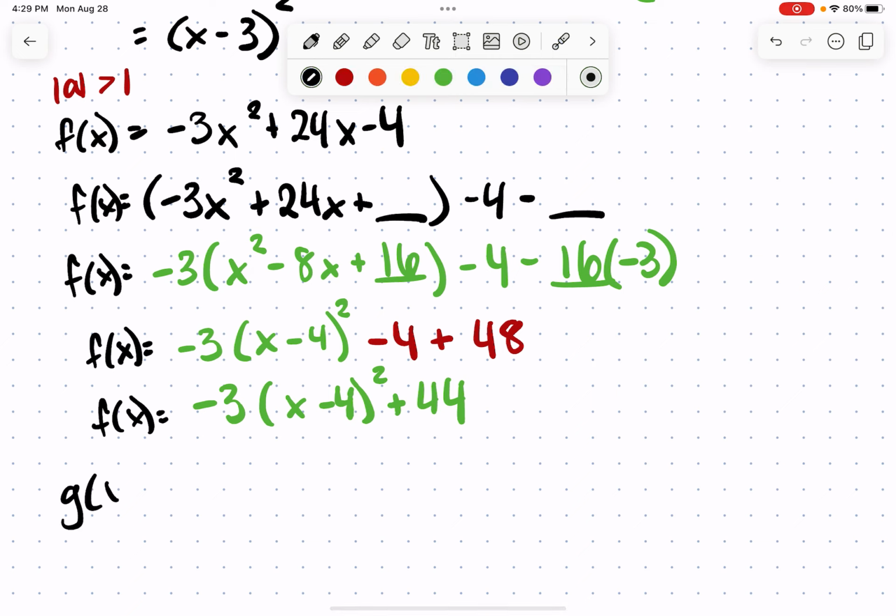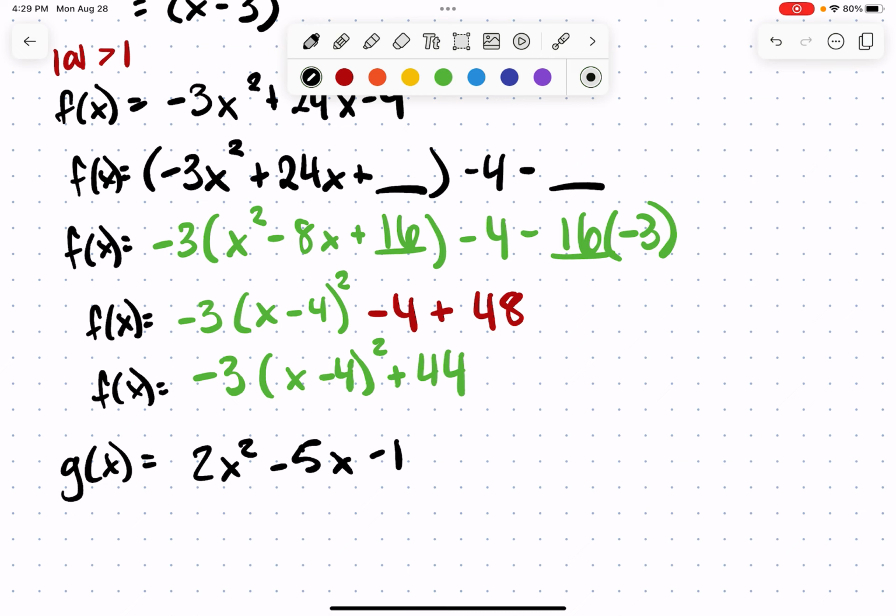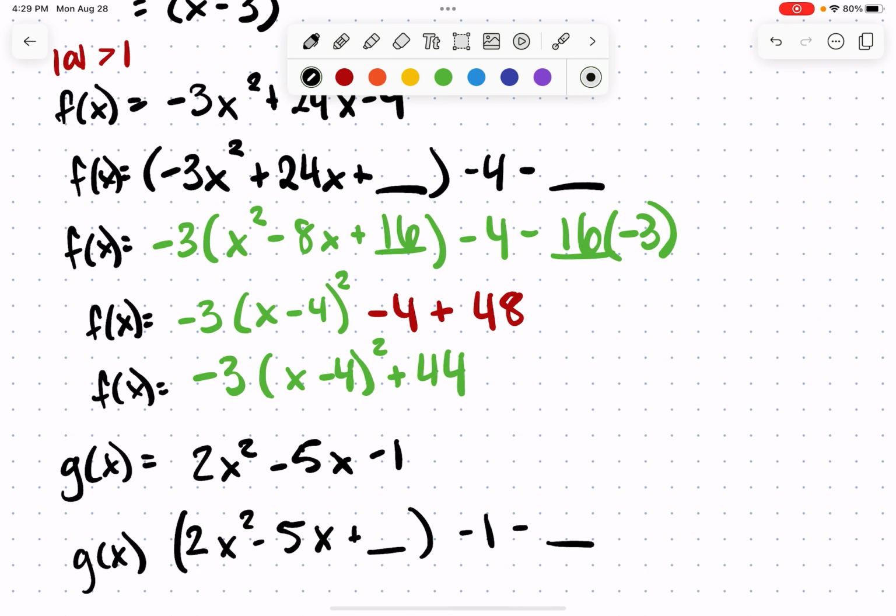Let's do a g of x. That is 2x squared minus 5x minus 1. Again, I check first if 2 is a GCF of all the terms, of all the coefficients, and it is not. So what I'm going to do is group that 2x and that negative 5x together with a blank, adding 1, subtracting out another blank. That's still g of x.